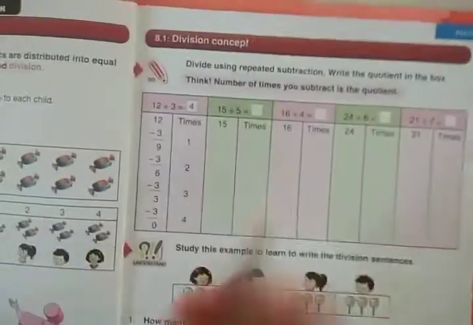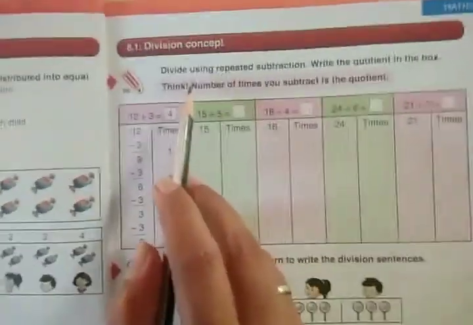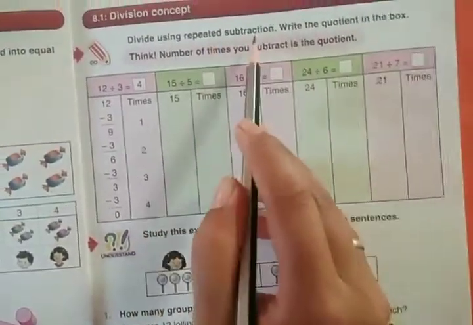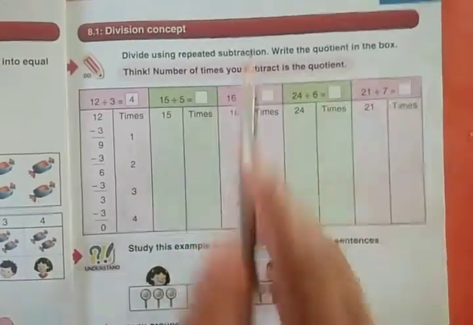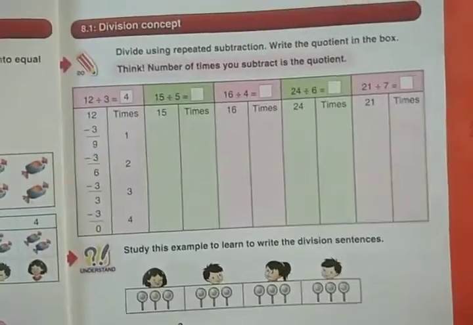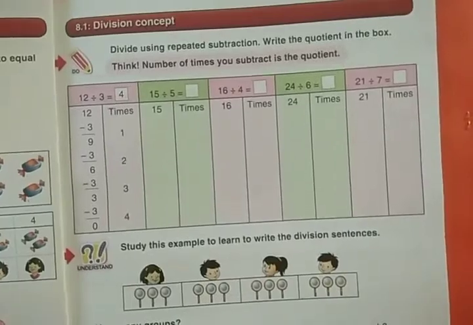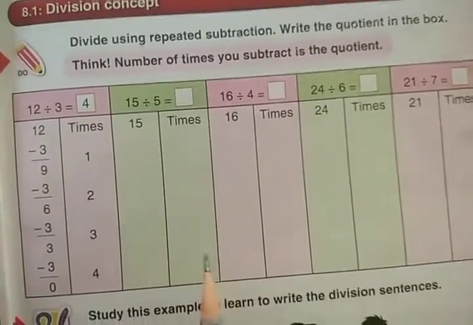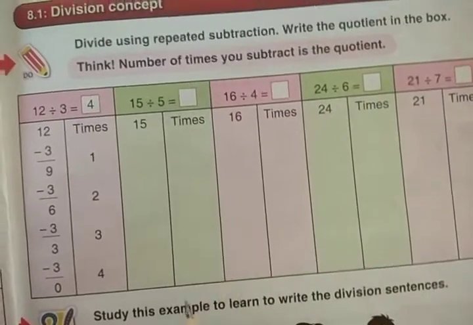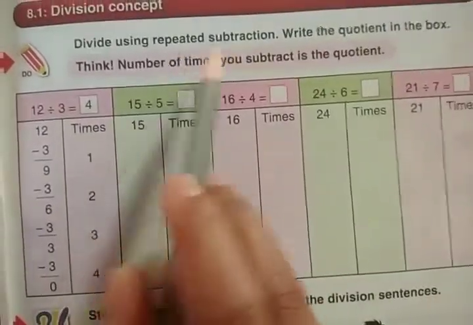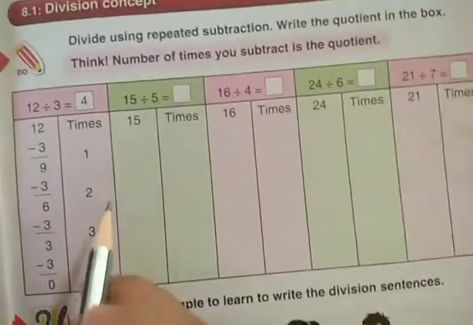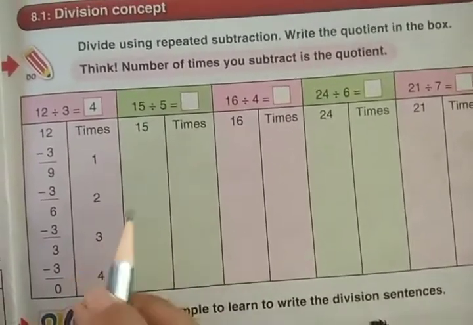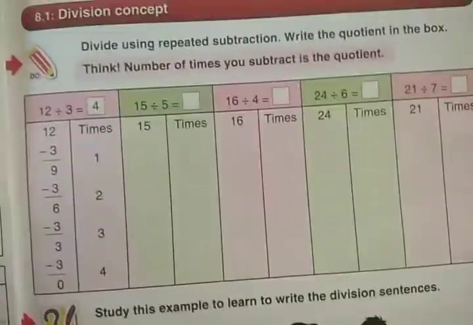Now we'll do division using repeated subtraction, okay? Division can be performed by using the repeated subtraction method. If we repeatedly add the numbers, we will get multiplication, yes, and if we repeatedly subtract the numbers, then we'll get the answer for division, okay? Let's see a few examples here.